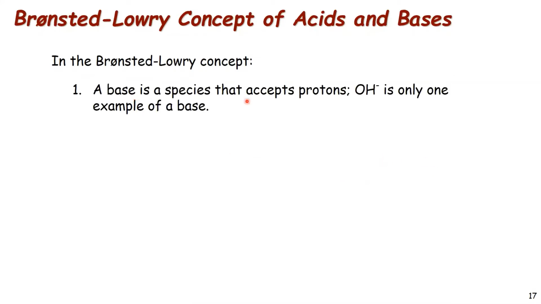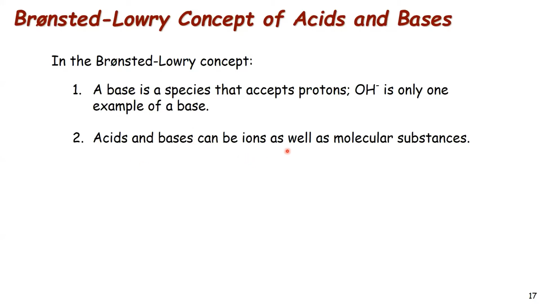Okay, so now in the Bronsted-Lowry concept, we said a base is simply a species that accepts a proton. OH minus is only one example of a base. So this is, again, the benefit over the Arrhenius definition. Acids and bases can be ions as well as molecular substances. So we know that carboxylic acids, which are neutral organic molecules, can become an acid and donate H plus. Same thing with neutral nitrogen-containing molecules. They can accept H plus and become ionic, and form an ion, okay?